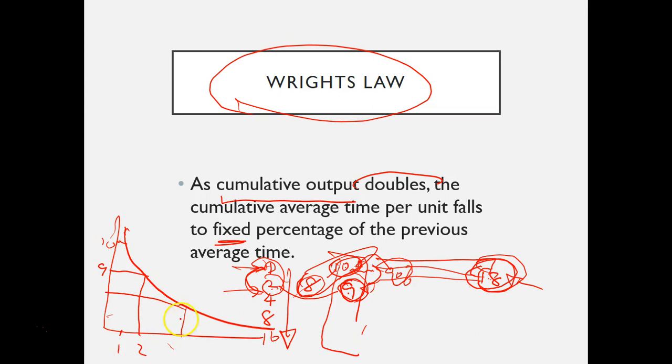But so far, this is what I can do. 1, 2, 4, 8, and I can find that by saying that this will fall by a fixed percentage. So 90% of the previous time, 90% of this is 8.1 minutes on average for 4. And I take 90% of this again, and that will give me something, and I can find that for 8, and that's what I'm doing here.